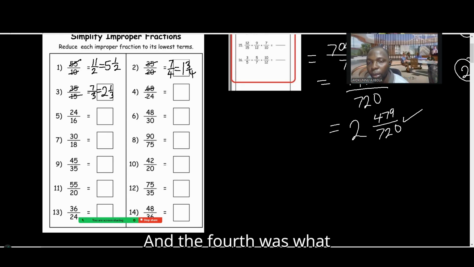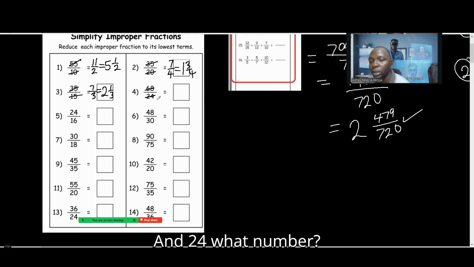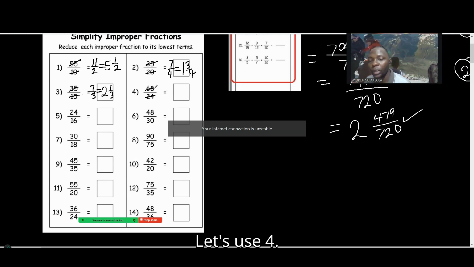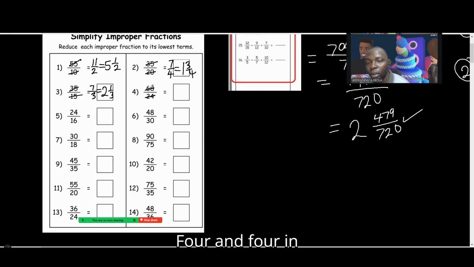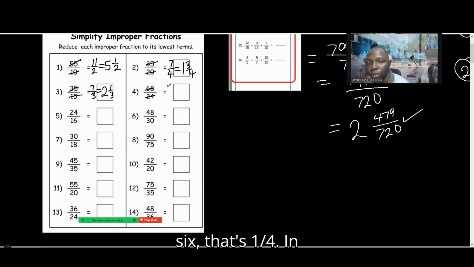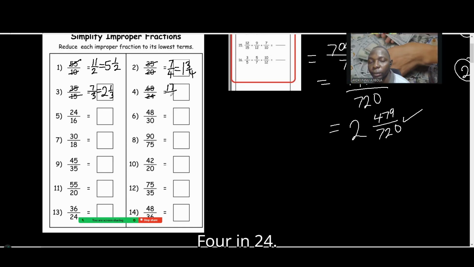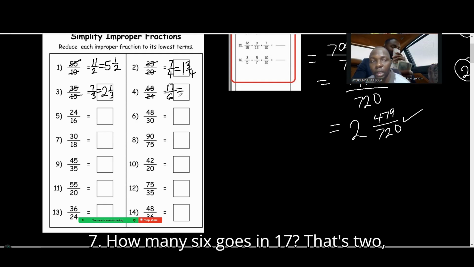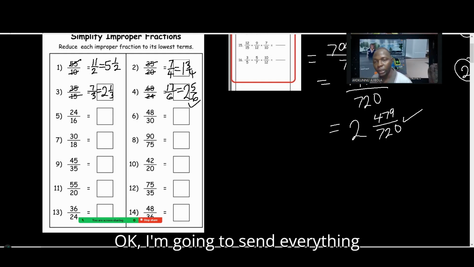What number would divide 68 and 24? What number? Let's use 4. 4 in 68, that's 17. 4 in 24, that's 6. So that's 17 over 6. How many 6 goes in 17? That's 2, which is 12. Remainder 5 over 6. Okay.